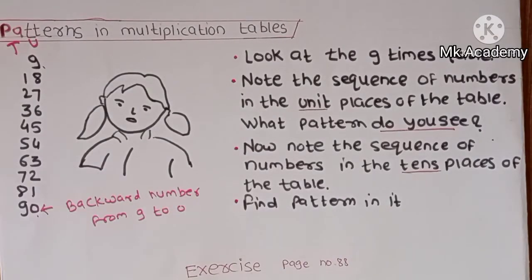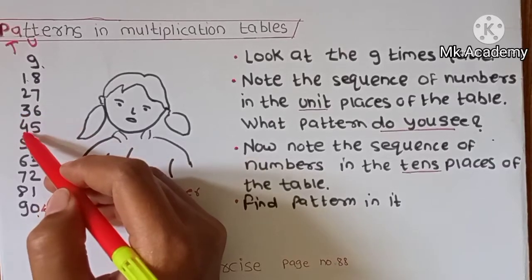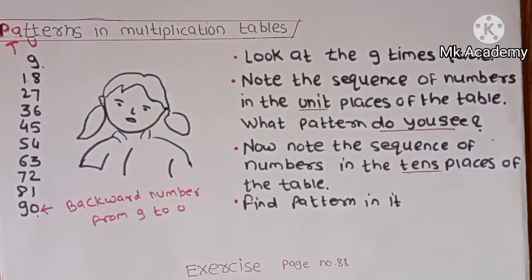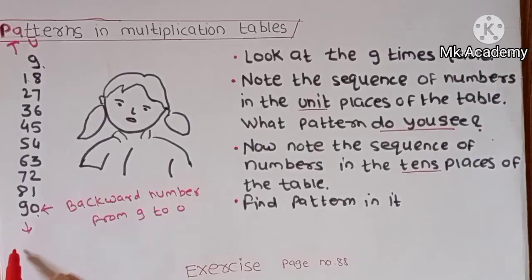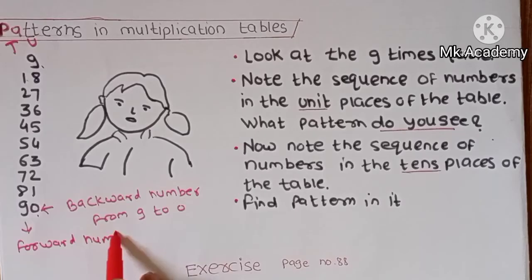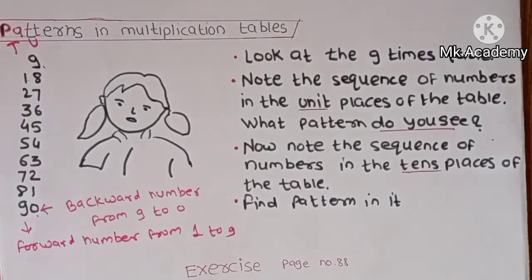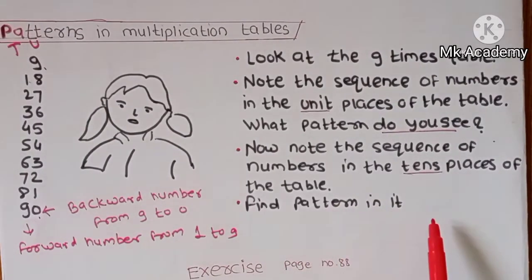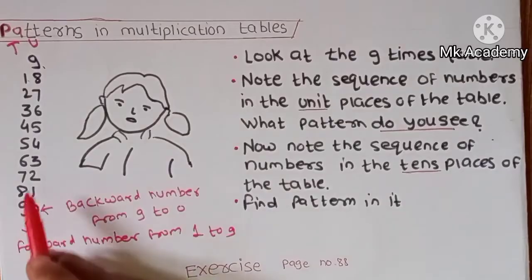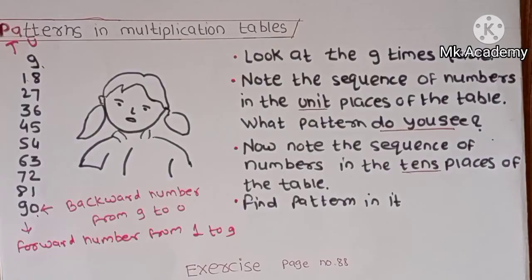Now note the sequence of numbers in the tens place of the table. Now this is the tens place. In the tens place there is the sequence 1, 2, 3, 4, 5, 6, 7, 8, 9. Means here we write down forward numbers from 1 to 9, and here we are going to find the pattern in it. We find the pattern at the unit place. We write down backward numbers, and in the tens place we write down forward numbers from 1 to 9.